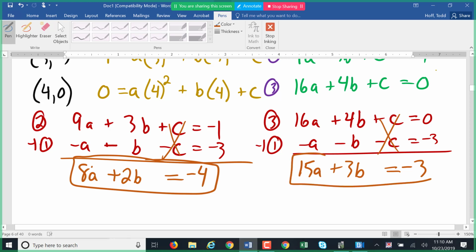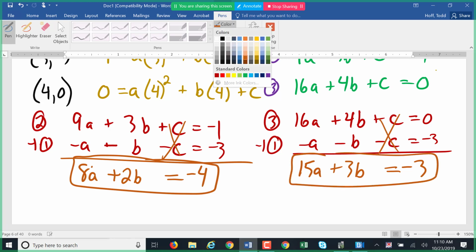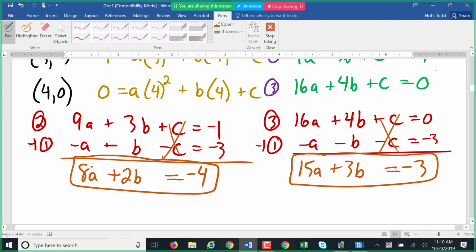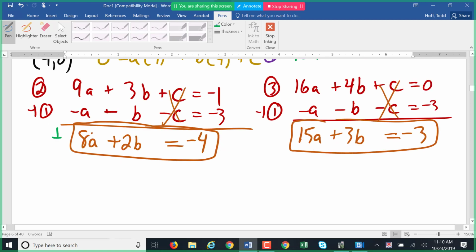Both of these equations that I have here can be simplified some. This first equation, I'm going to multiply by 1/2. It's the same as dividing it by 2. The reason I'm going to do that is I noticed every coefficient in there can be divided by 2. That gives me 4a plus b equals negative 2. It's just a much simpler equation to work with.